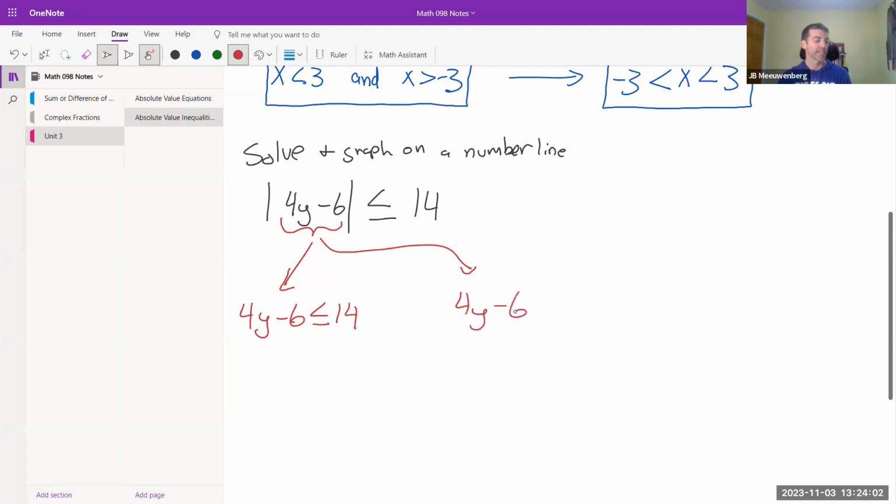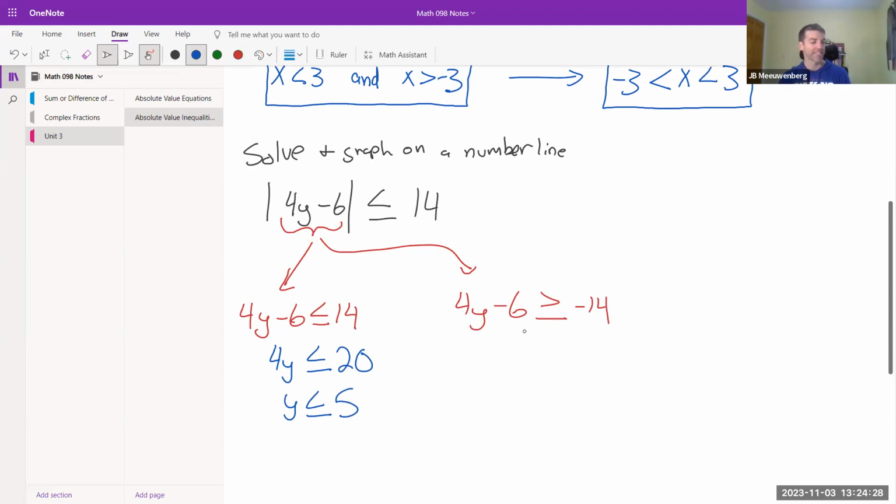4y minus 6 is greater than or equal to, so we flip it around, negative 14. Both of those statements have to be true. Let's solve them both. So if we add 6 to both sides, we get 4y is less than or equal to 20. And then y is less than or equal to, if we divide it by 4, 5.